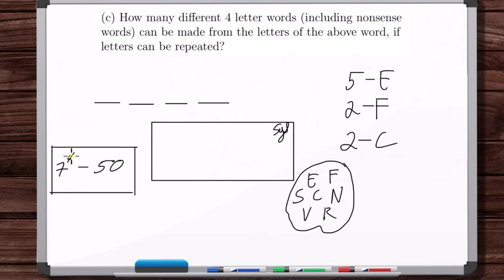All the ways it's 7, that's 7 to the 4th. Choosing from 7 distinct letters with repetition, choosing 4 of them with repetition. You could use any of them however many times you want, up to 4 times because you're choosing 4. All the different words you can have, 4-letter words, including these nonsense words, right?